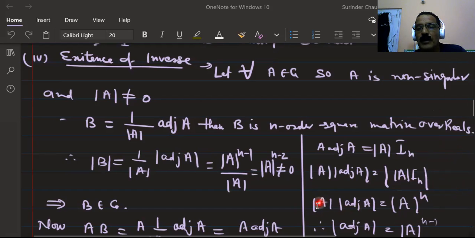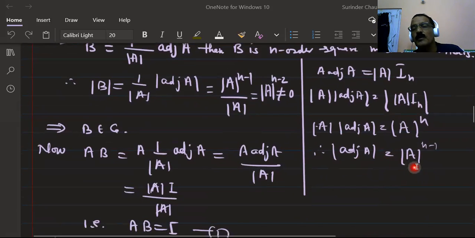Therefore, dividing both sides by a real number, the determinant of the adjoint of A is equal to the determinant of A to the power n minus 1. Substituting the value here, the determinant cancels and we get the determinant of A to the power n minus 1. Since A is non-singular, A to the power n minus 1 is non-singular. So this implies B belongs to G. B is non-singular and of nth order.